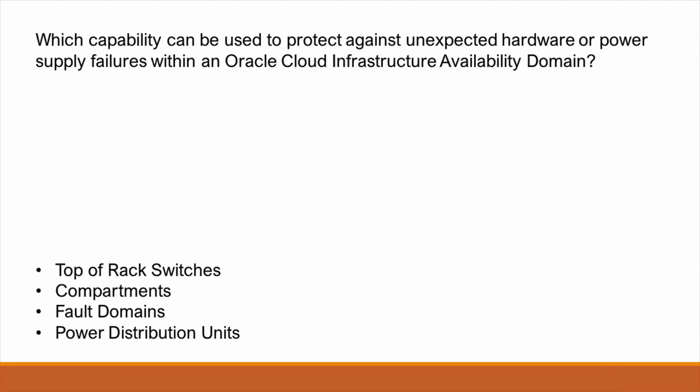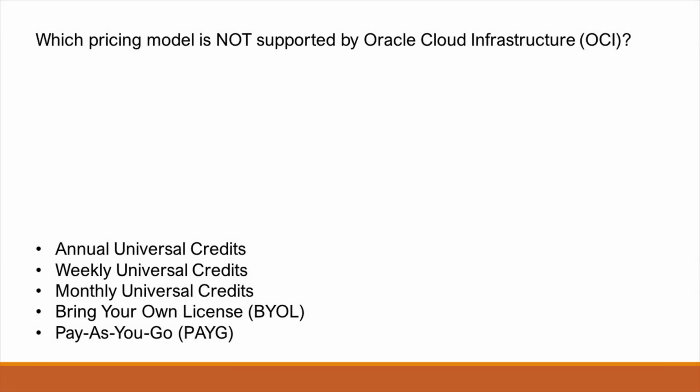Let's talk about this question. Which capability can be used to protect against unexpected hardware or power supply failures within an Oracle Cloud Infrastructure availability domain? Options we have for this question are top of rack switches, compartments, fault domains, power distribution units. Correct answer for this question is option 3, fault domains, because it is the only option from the list that protects our environment against unexpected hardware or power supply failures.